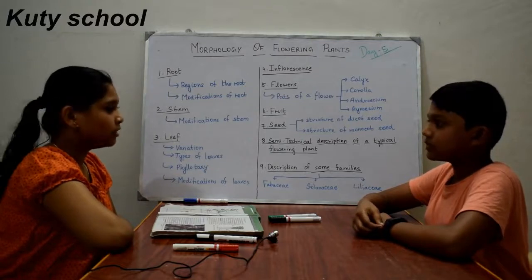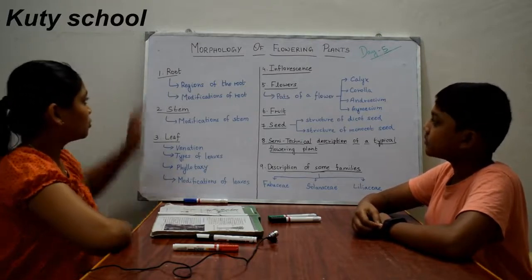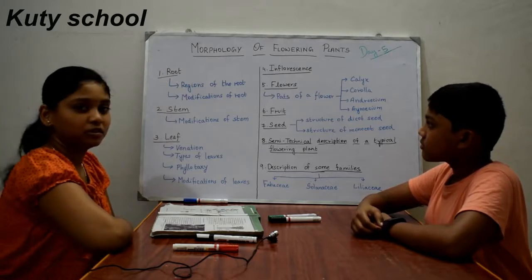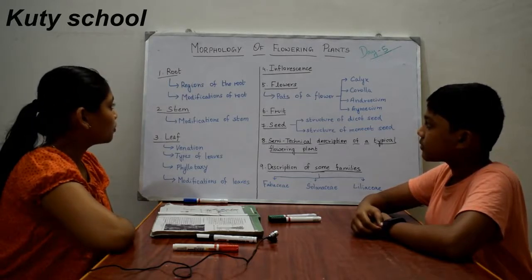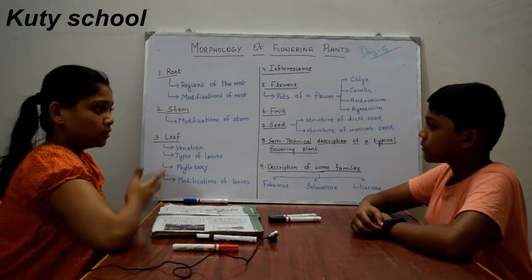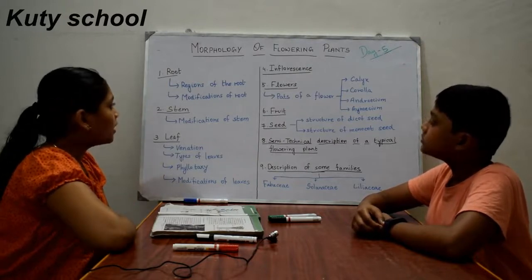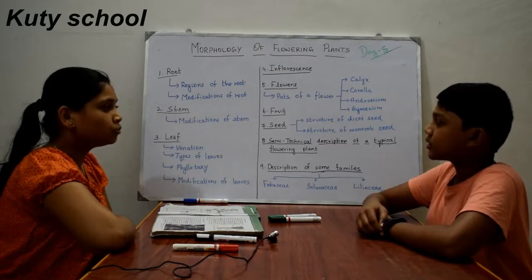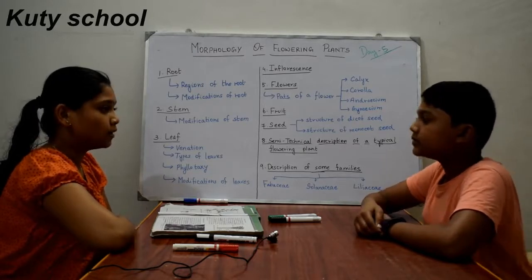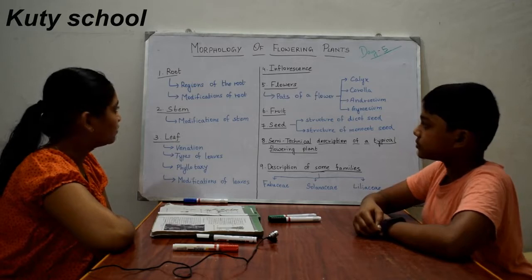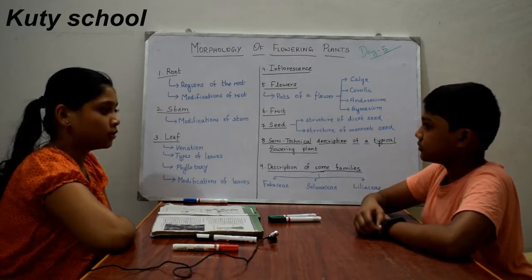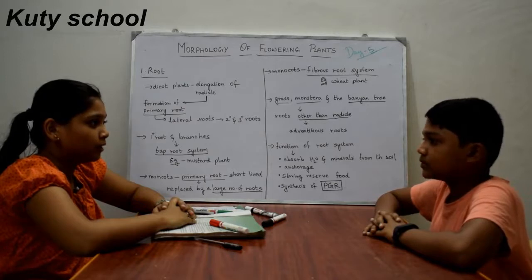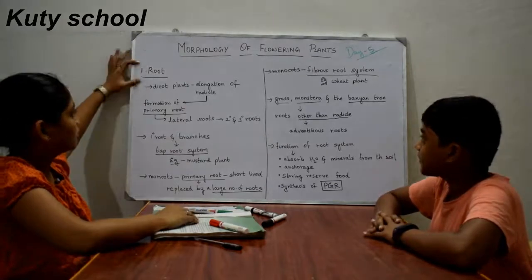Firstly we will discuss the first topic, which is root, and its 2 subtopics: regions of the root and modifications of root. In regions of the root we are going to discuss the various regions in the root, and in modifications of root we are going to discuss how the roots are modified according to the climate and the habitat. So first we will discuss the root.